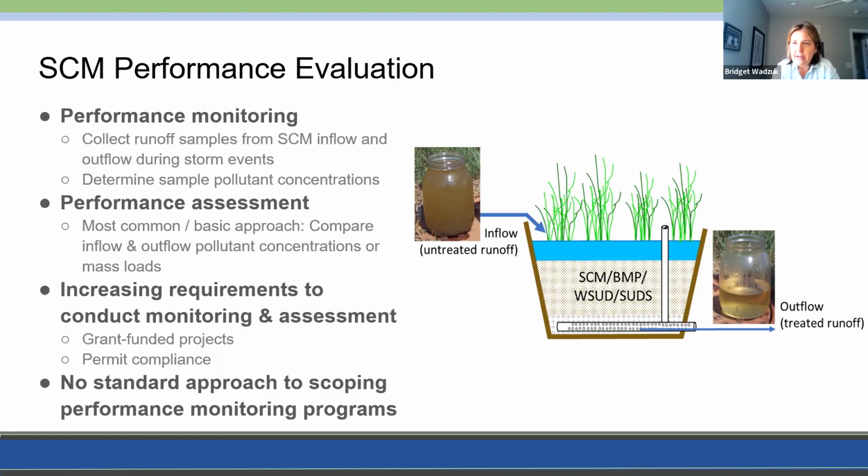And we see that we're getting more and more of the requirement to actually do this. In my world, I'm looking at grant funded projects, and there's often the tie of having to have performance monitoring within those systems to prove that they're doing well. We also are seeing it more and more in permit compliance as well. You're starting to see in regulatory structures that there's a requirement to do some sort of monitoring. And often the language is quite vague, where it's like you have to do some level of monitoring, and there really isn't any guidance on how to do that.